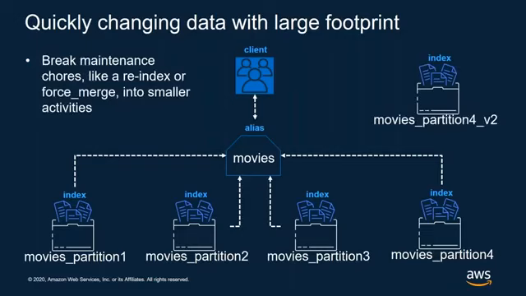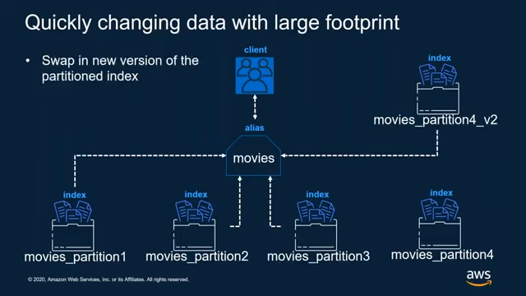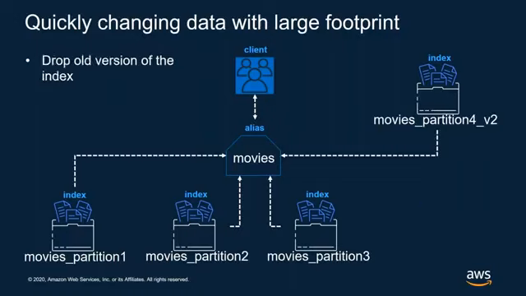So in this case, I might have to reindex movies partition V2. So all I do is I then reindex from the existing index to the new index with the new index pattern that I want, whether it be adjusting my shards or other key dimensions on it. And I go ahead and I swap that index into my existing alias. And I'm now pointing at movies partition V4 version 2, and I can go ahead and drop the old movies partition. And this makes a really easy way for me to manage at scale my data ingest and my query activities.